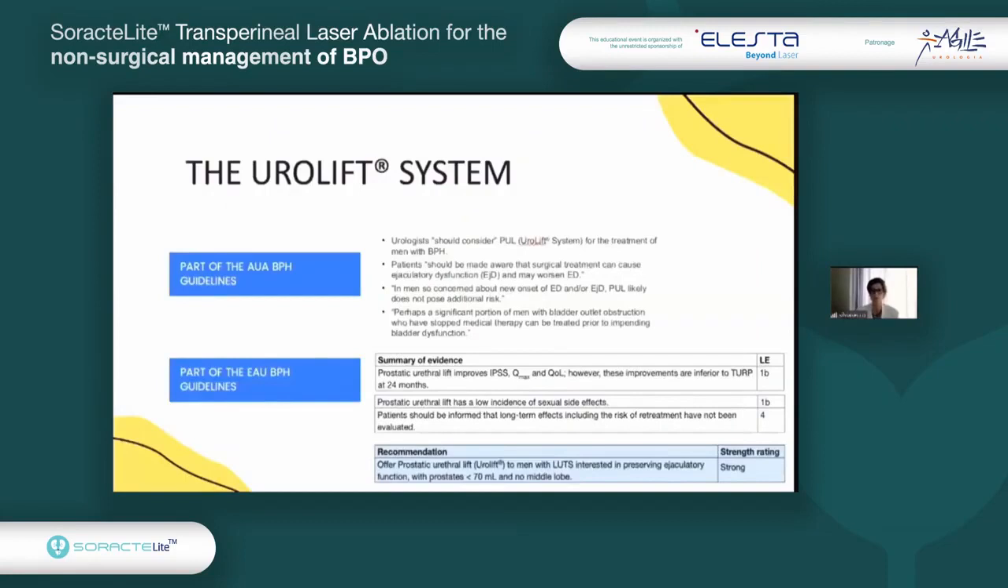All these data have allowed the Urolift system to be part not only of the EAU guidelines, but also the AUA guidelines. In both of them there's a strong indication for patients who want to maintain ejaculation, of course, whose prostates are not larger than 80 or 70 milliliters. The EAU guidelines say that no median lobe should be present, but I want to tell you that you can perform the Urolift even if there's a median lobe, but of course you have to be a little bit skilled, and the median lobe must not be completely obstructive, because otherwise it will be difficult to treat.